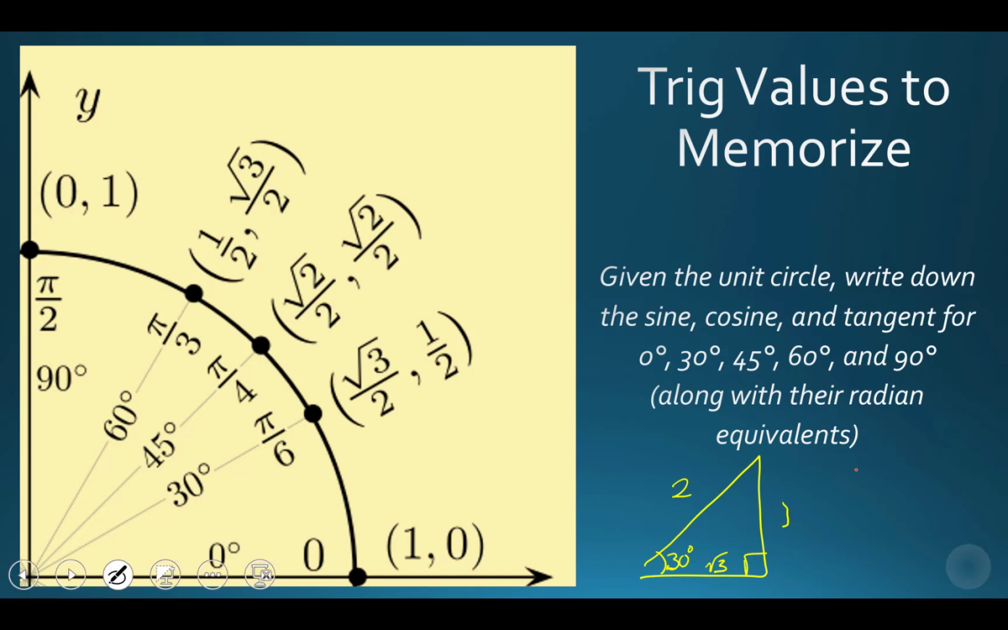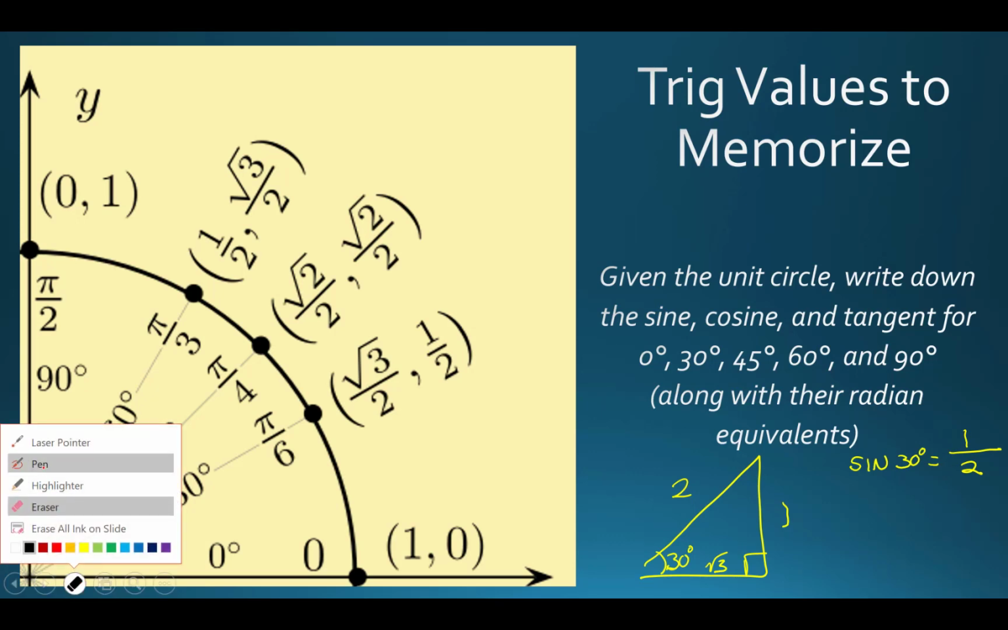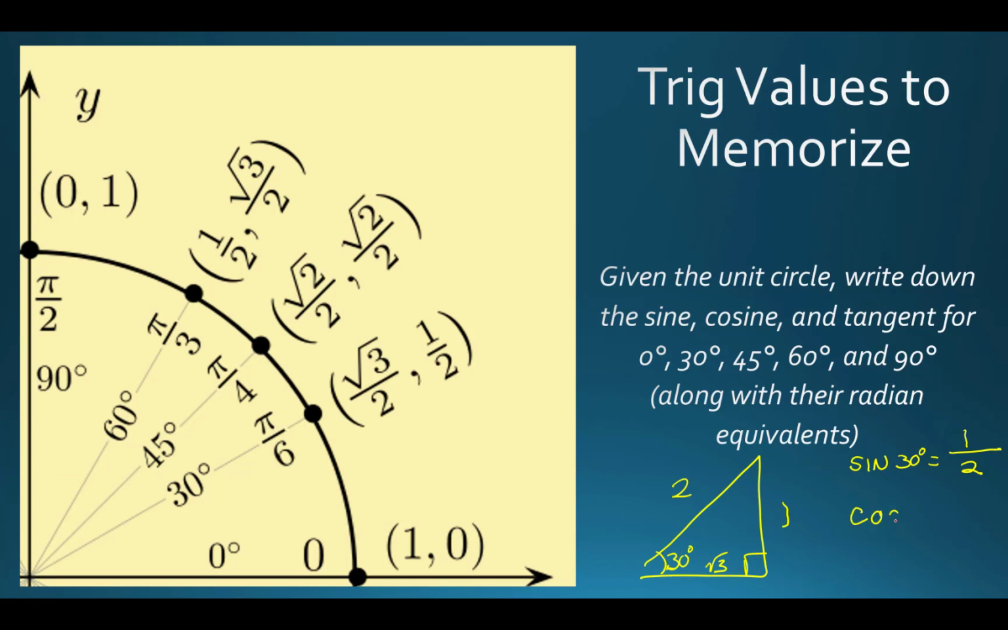So if I was going to do the sine of 30, the sine is opposite, which is 1, over hypotenuse, which is 2. I guess I should have started with cosine. Cosine 30 is adjacent over hypotenuse, so that's the adjacent side. And the tangent of 30, toad, is opposite over adjacent, which is square root of 3 over 3.